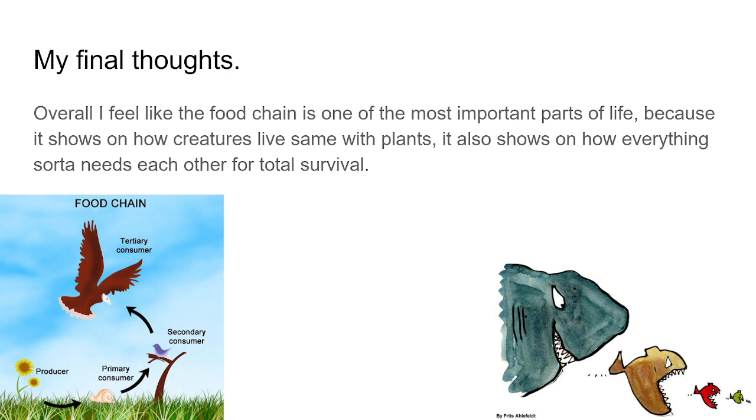As this diagram on the left shows, the producer goes to the primary consumer, secondary consumer, and then finally, I don't know how to say that, tertiary consumer. Overall, it just goes all the way back to one singular producer. It's pretty interesting how that all works.